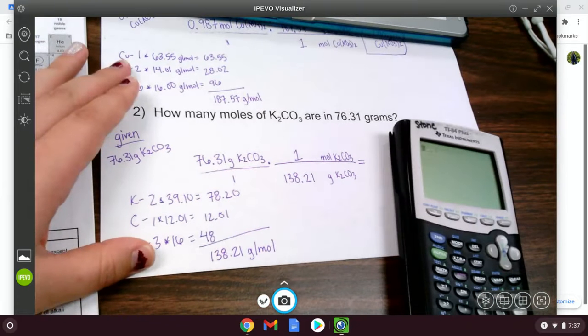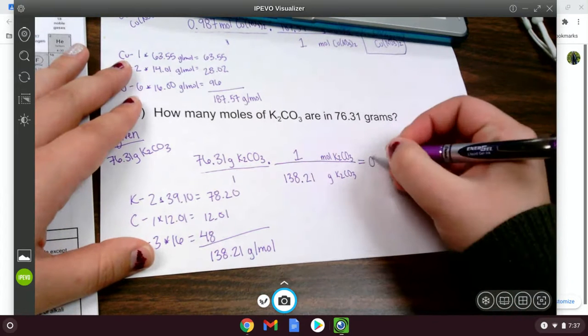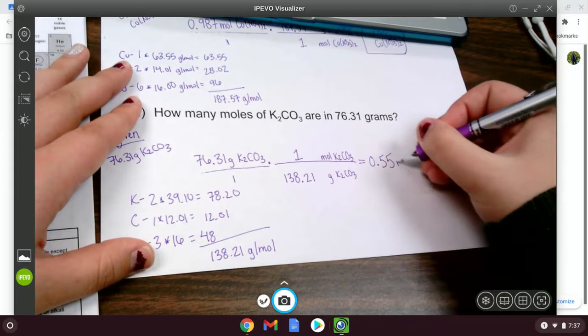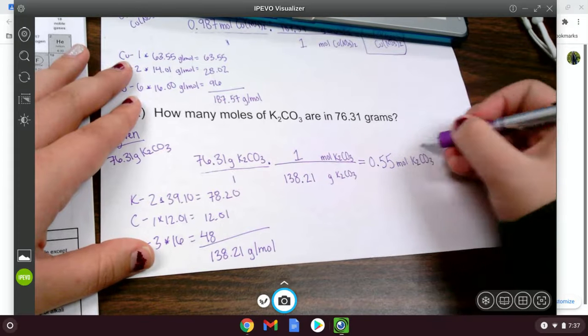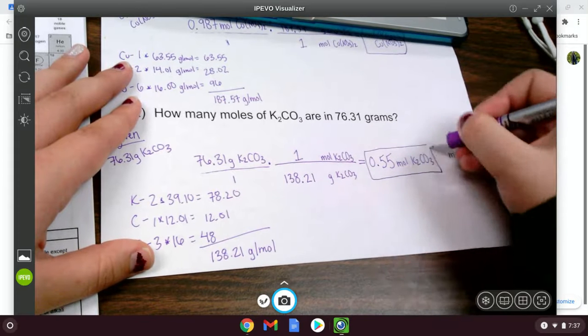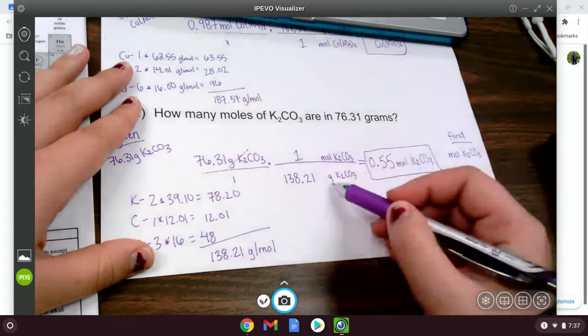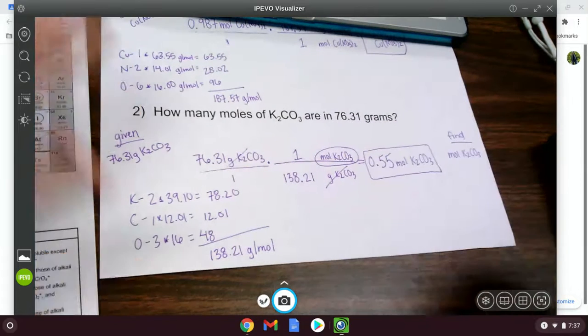So I'll do that here. 76.31 divided by 138.21. And we get 0.55 moles of K2CO3. And I know this is moles because we have a gram on the top, goodbye, gram on the bottom, goodbye, and we're left with this unit.